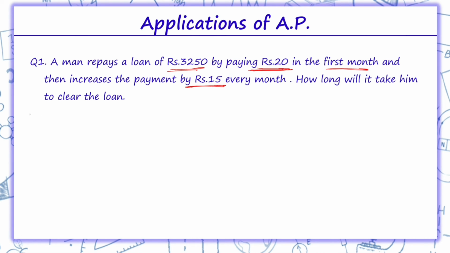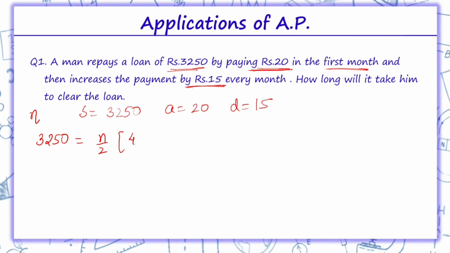Suppose loan is cleared in n months. So the amounts form an AP, because the first term is 20 over here. Total sum which he has to pay is 3,250. Value of a is 20 and the value of d is 15, because he is increasing the amount by 15 rupees. We will apply the formula of Sn over here. Sn is n by 2, 2a plus n minus 1 into d. So 3,250 is equal to n by 2, 2 into 20, 40, plus n minus 1 into 15.